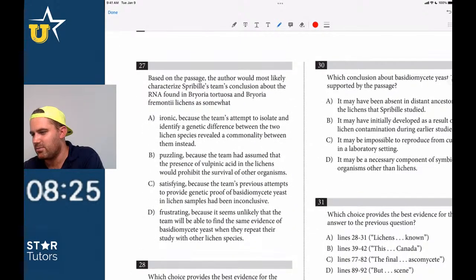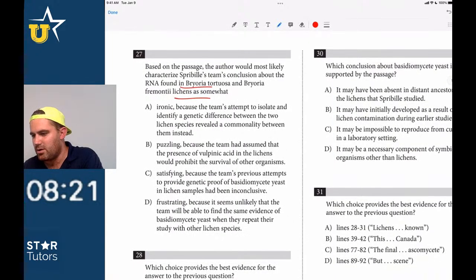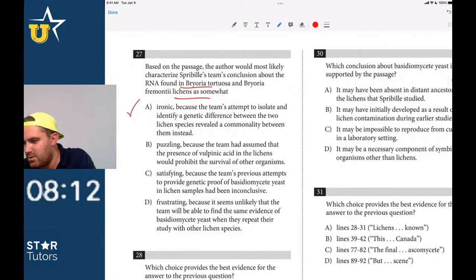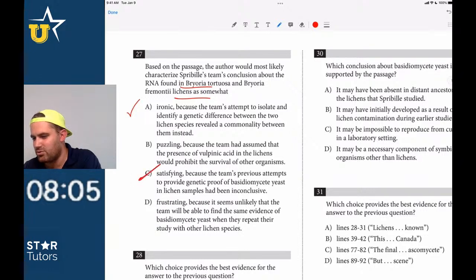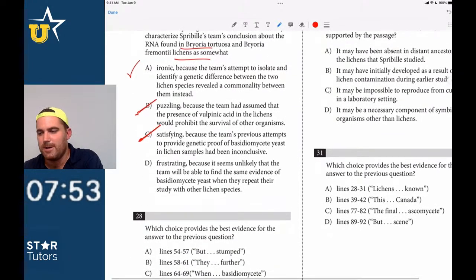Based on the passage, the author would most likely characterize the conclusion about this as somewhat ironic. The commonality between them instead. I think this is right because I think it was the toxic and non-toxic. Maybe B. It's not satisfying. No, because they were struggling with it. It could be D. I think it's either A or D, but because of time, guys, I'm just going to circle that one. Don't be afraid.